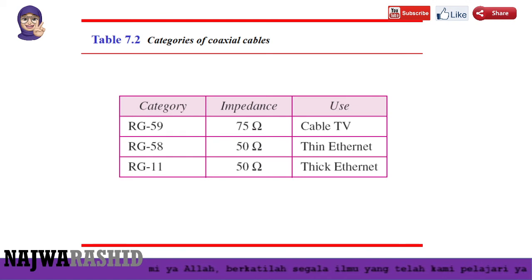Okay, next, this table shows the categories of the coaxial cable. Like the twisted cable, it has categories. Different categories have different applications and different impedance. These are the popular ones: RG59, RG58, RG11. RG59 is used for cable TV, RG58 for thin Ethernet, RG11 for thick Ethernet.